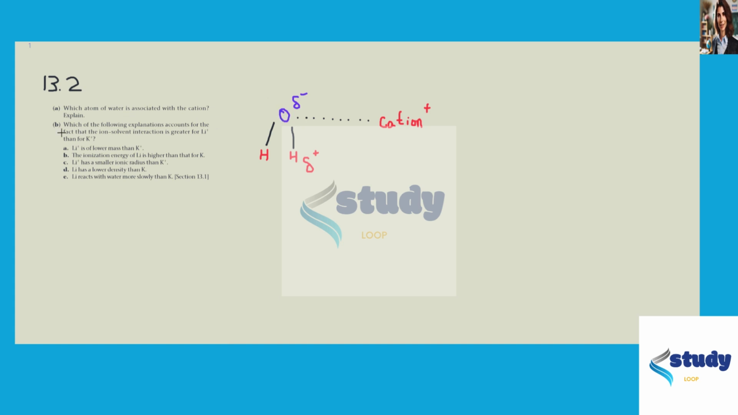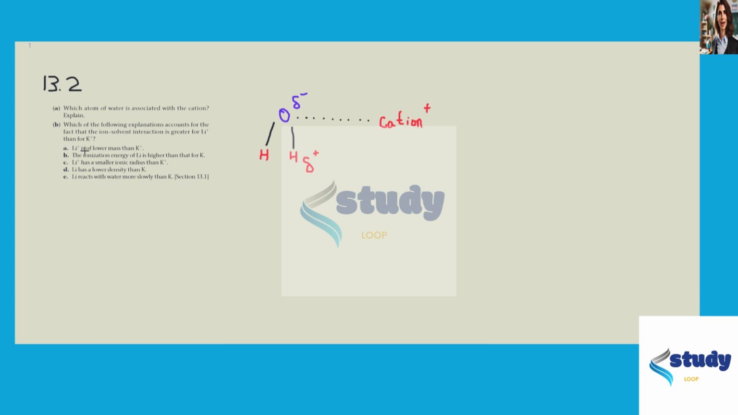Looking at the second part of the problem, let's see what we have. Which of the following explanations accounts for the fact that the ion-solvent interaction is greater with lithium than with potassium? So if we look at the periodic table, we notice that both lithium and potassium have a +1 charge because they're both alkali metals and they're in that first column. But what we notice is lithium is much higher. It is going to be in the second row, whereas potassium is going to be in the fourth row. And we're going to keep that in mind as we go through these questions.